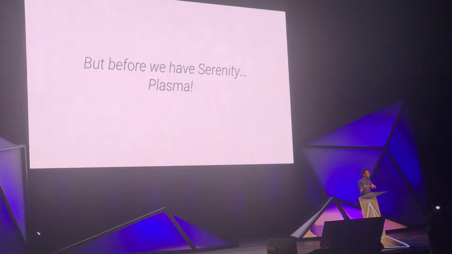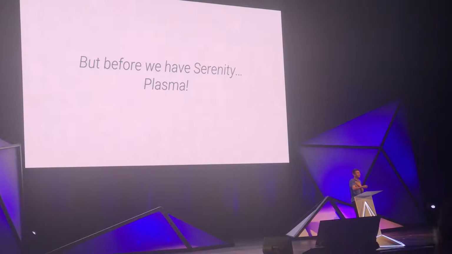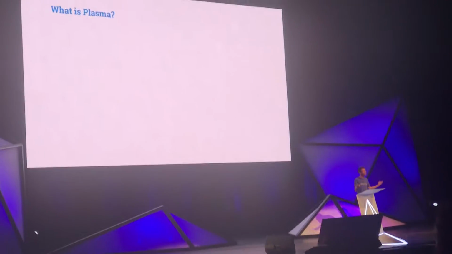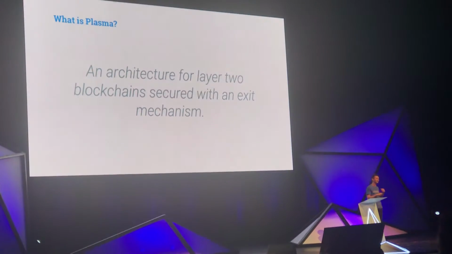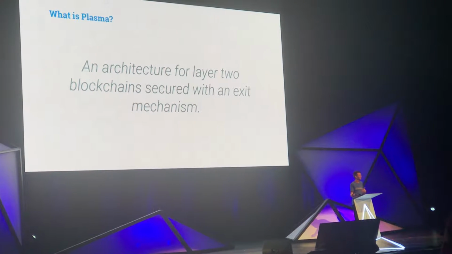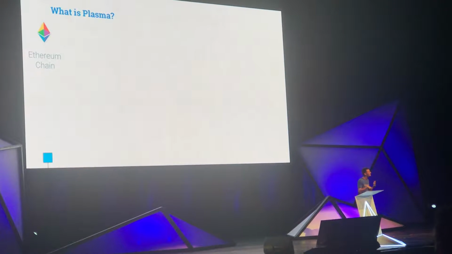Before we have this kind of construction, I really think that we can have something very cool with Plasma, and I'm going to talk about some exciting stuff later on in this talk. So what is Plasma in the first place? Let's dive right in. Well, it's an architecture for layer 2, blockchain secured with an exit mechanism. It's kind of confusing, doesn't make any sense. Hopefully this will illuminate things a little bit.